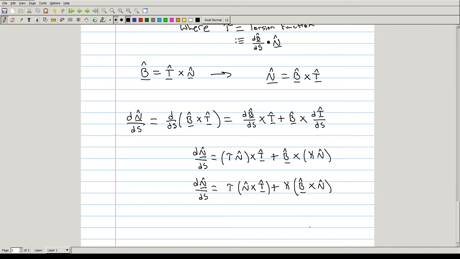And luckily these things are not too difficult to figure out because we are in an orthonormal frame. Remember the properties of the cross product: if b hat is t hat cross n hat, then n hat cross t hat will be negative t hat cross n hat, or negative b hat. And same thing with these two expressions right here, but b hat cross n hat is now going to be negative t hat. So the final expression that we have is that d n hat ds, the rate of change of the unit normal vector, is going to be negative kappa times t hat minus tau times b hat.